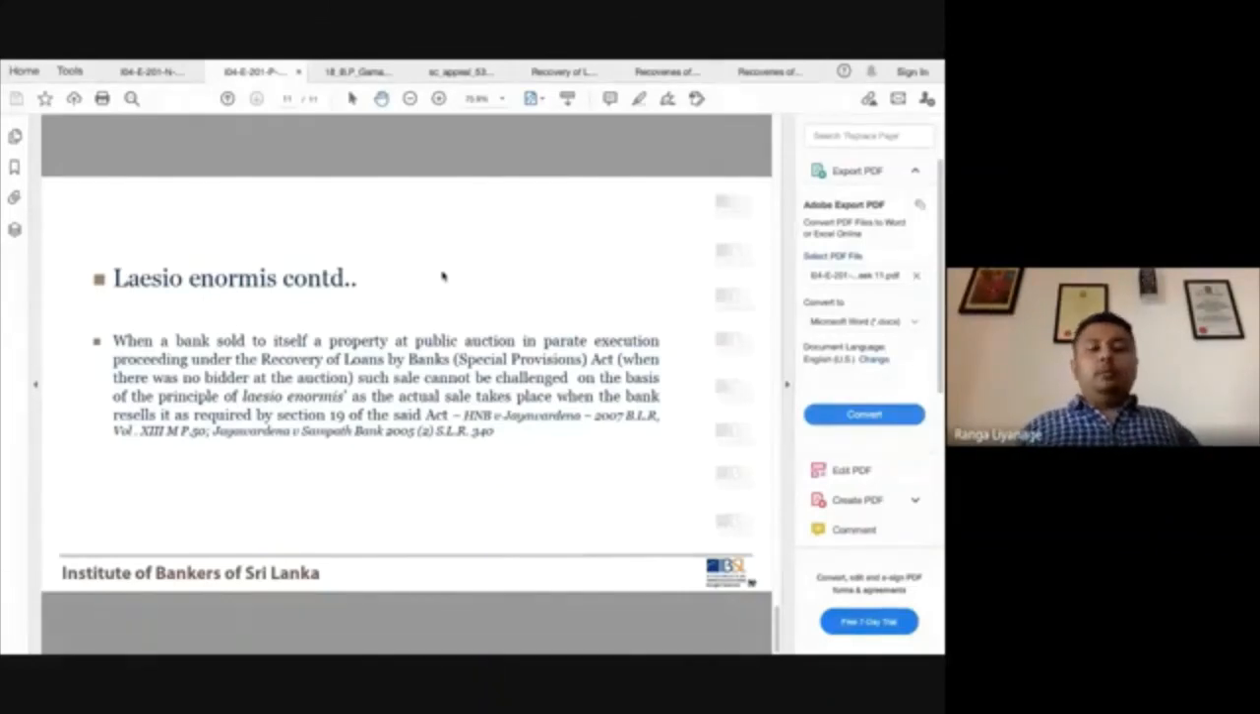principle of laesio enormis. What laesio enormis means is, let's say one party sold the property knowingly or unknowingly to another party, let's say a property worth 10 million, he sold it for 3 million. Then the principle of laesio enormis comes and the seller can give the option to the buyer either to cancel the sale or pay up the balance 7 million. That's laesio enormis. But this particular case stated that it will not be applicable for purchasing the property by the bank itself at a nominal value which is less than the upset price. Right?